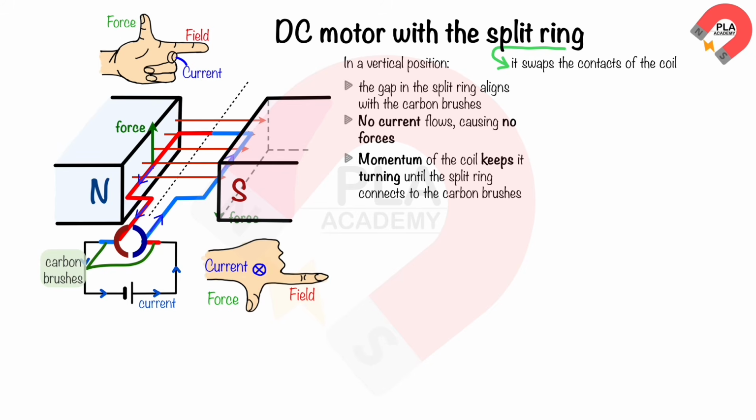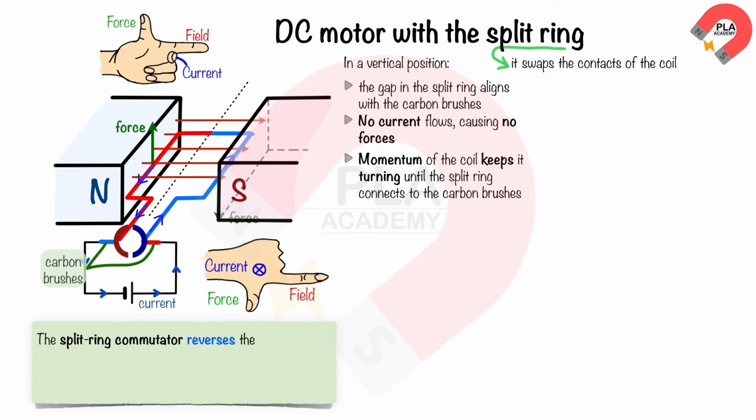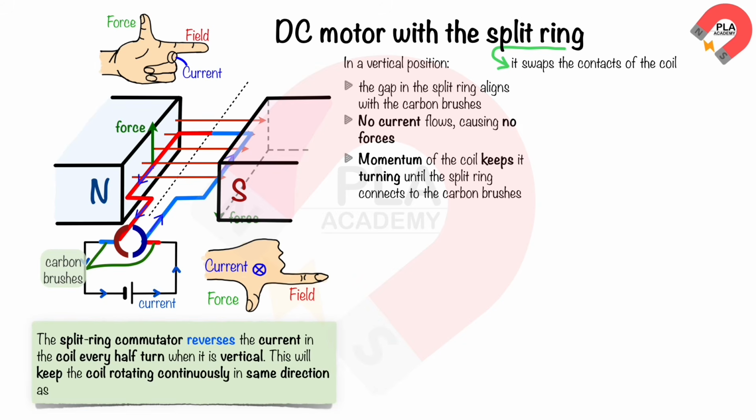Reversing the direction of the current will also reverse the direction in which the forces are acting in both sides of the coil. As a result, the coil will continue to rotate in the same direction. So, the split ring commutator reverses the direction of the current in the coil every half turn when it is vertical. This will keep the coil rotating continuously in the same direction as long as the current is flowing.